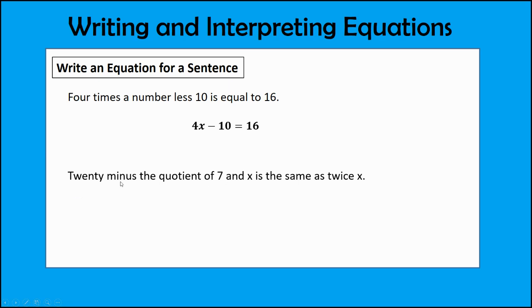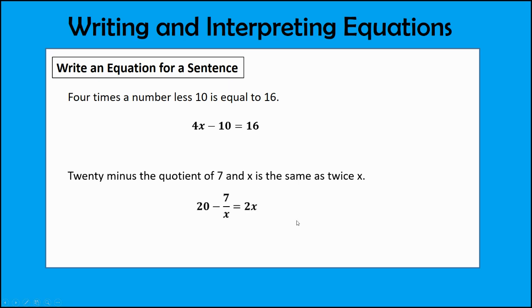Another one: 20 minus the quotient of 7 and x is the same as twice x. So let's take it in pieces here. 20 minus, so we know it's going to be 20, and then a minus sign. The quotient of 7 and x. That means that we want this quotient, which is a division problem. The answer to this division problem is going to be taken away from 20. So this needs to be grouped together. The quotient of, so I've got to group this together, that's our equal sign, the same as twice x. So twice x means 2 times x.